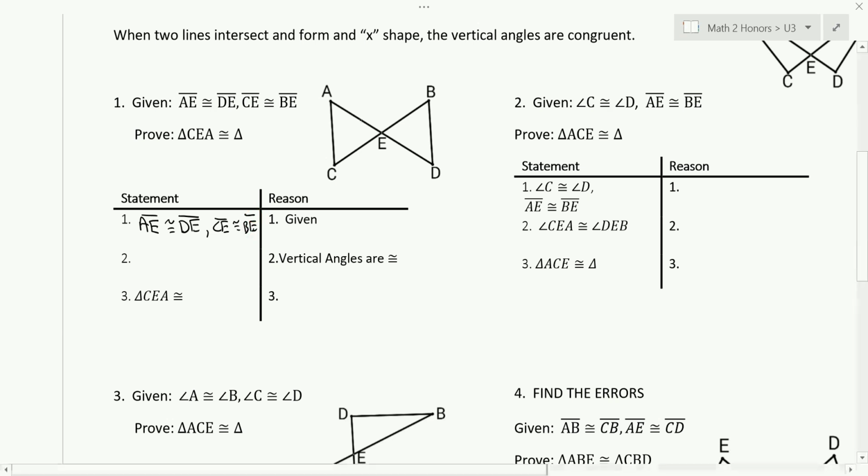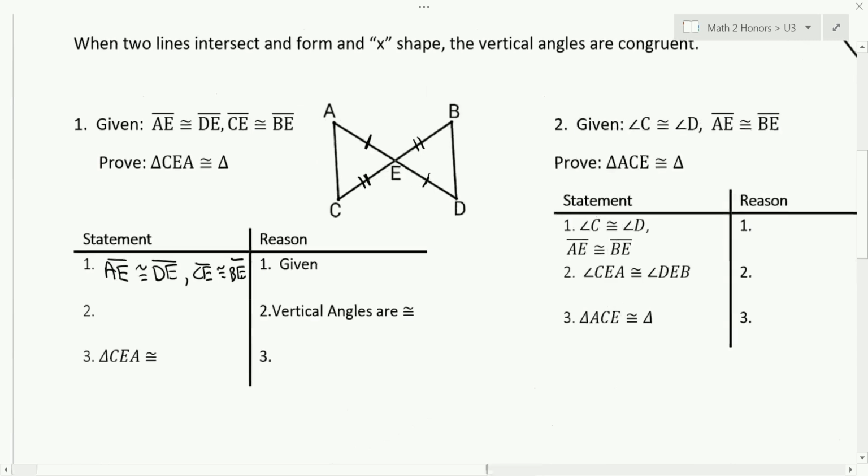So we have AE here, congruent to DE. We have CE congruent to BE. Is there anything else we could put on that picture? Okay, we got vertical angles here. Good. So number 2 states that vertical angles are congruent. Go ahead and state what angle is congruent to what angle on number 2. Do that one.